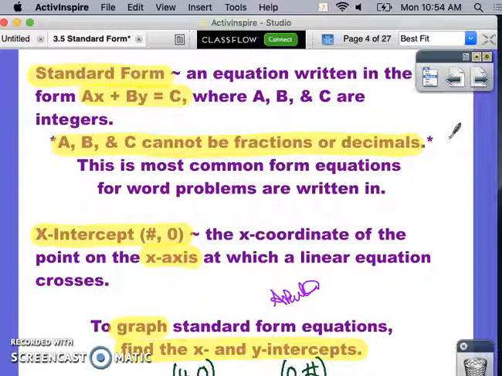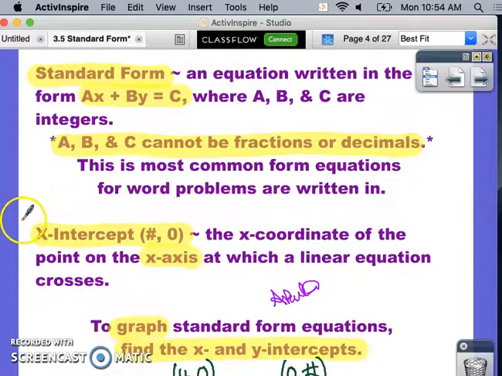All right, standard form is going to be an equation written in ax plus by equals c, where a, b, and c are all integers or numbers. That's all that means. A, B, and C cannot be fractions or decimals. So if they are fractions or decimals, you're going to get rid of them, and we'll do some problems later, by multiplying by the denominator or by moving the decimal.